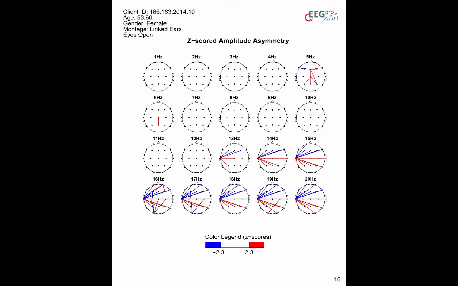Amplitude asymmetry represents the difference in power between two electrode sites. The QEEG Pro report shows the z-scored amplitude asymmetry for discrete frequencies between 1 and 40 Hz.